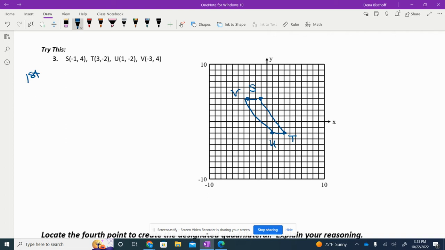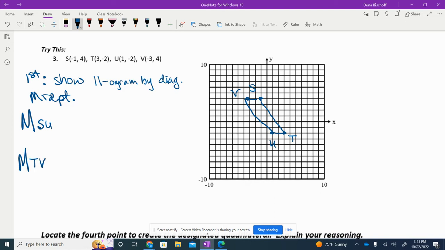It is not a rectangle. I can tell by looking that there aren't right angles, so it's not a rectangle. It's not a square. And the diagonals are not going to be perpendicular to one another, so it is definitely not a rhombus. So we're just going to show that it's a parallelogram by diagonal midpoints, right? Because if they bisect each other, they have the same midpoint. So I need to find the midpoint of SU, and I need to find the midpoint of TV.